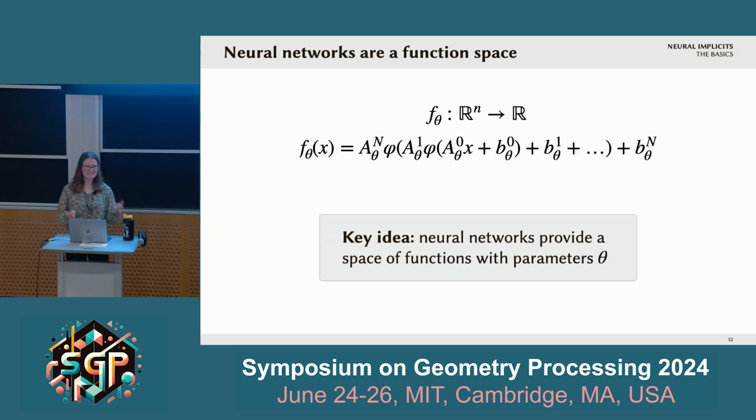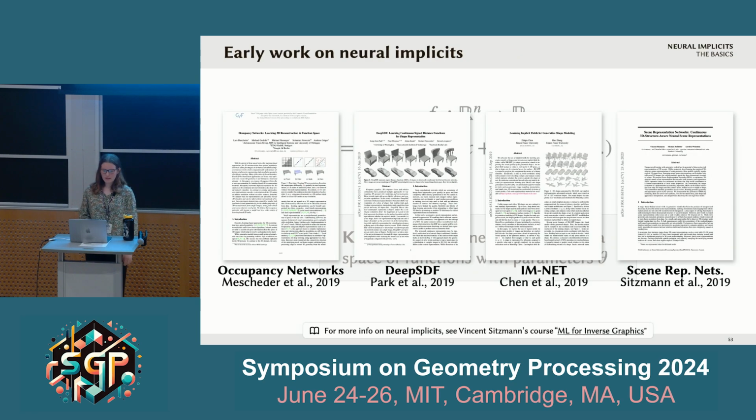Yeah, and I guess the important takeaway from this section is that neural networks just provide us a function space. You don't even need to think so much about what the function space is, but we just have some parameters, theta, that parameterize the space. And so the idea of neural implicits is to use this function space to represent implicit surfaces. Here I'm showing some of the early papers that proposed this idea. They're all from around the same time, and they look at different types of implicit functions, like indicator functions or SDFs, and apply them to different problems.